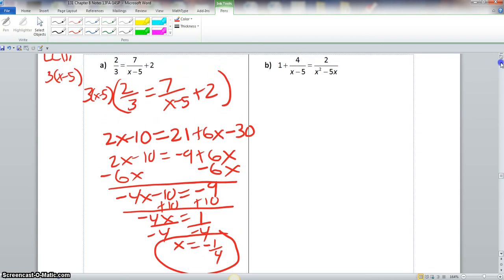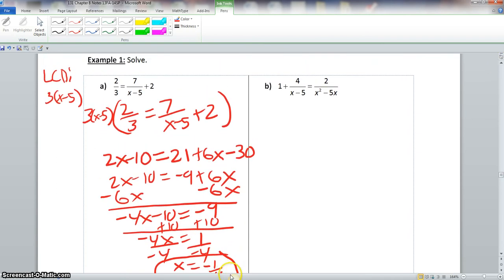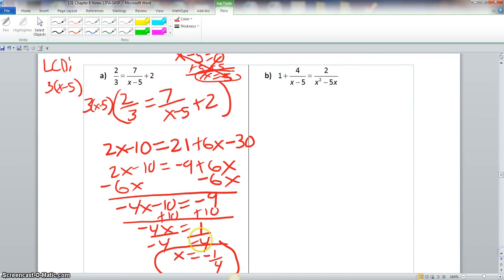Now, before we leave this as our final answer, we have to ask ourselves, would this negative 1/4 make any one of these denominators 0? It does not. So what we would do is set this denominator equal to 0, and this will let us know that our final answer could not be a positive 5. And our final answer is not a positive 5, so we don't have to worry about this. So our final answer to this problem is x is equal to a negative 1/4.